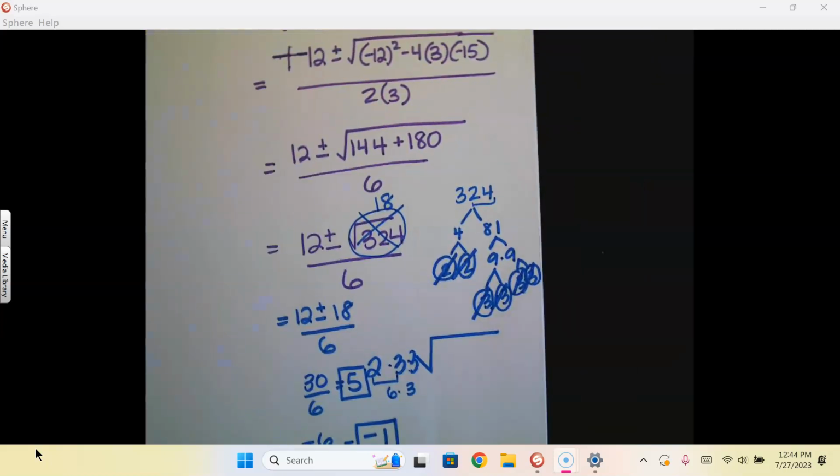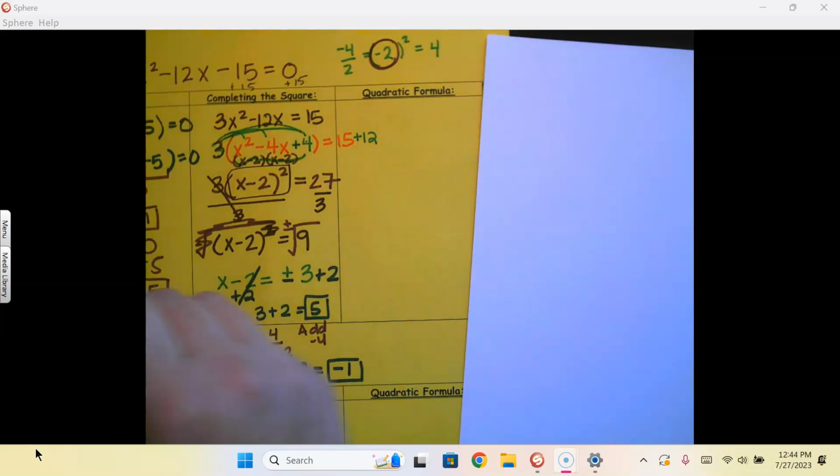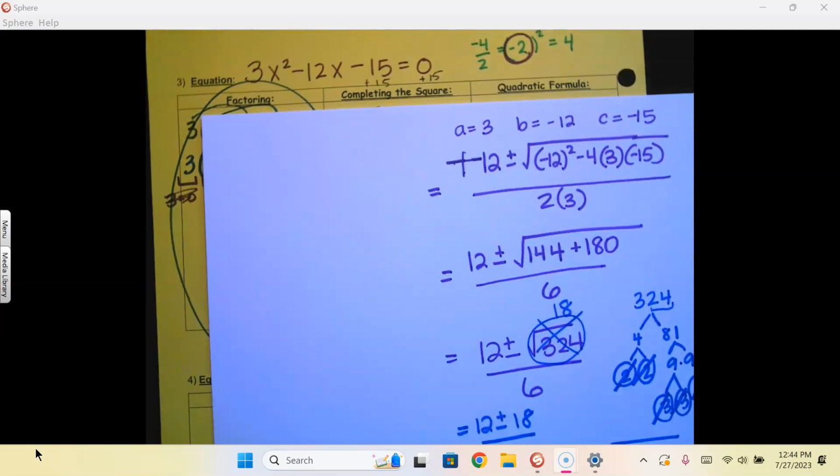And then go ahead, now that we've done it all 3 different methods, ask yourself, how would you have done this one? I would have probably, my go-to would have been to factor. And again, remember you can plug these numbers into the original problem, and that's how you would know your solution is correct.